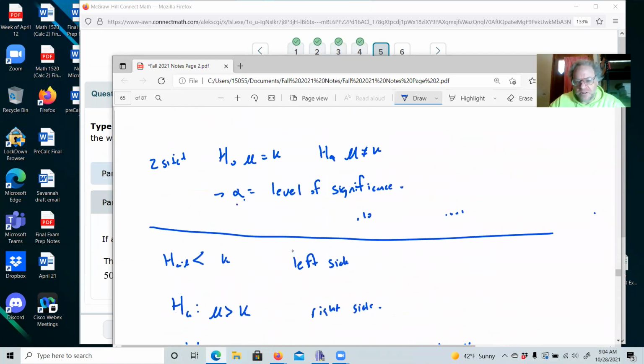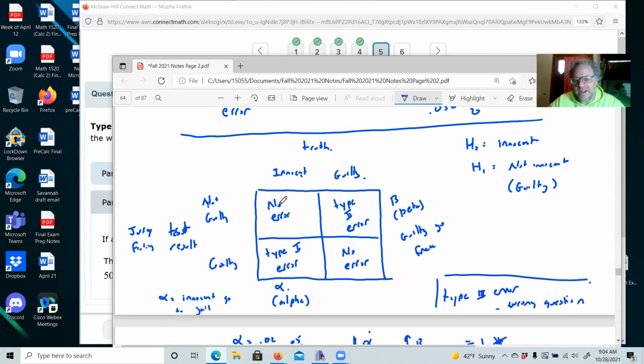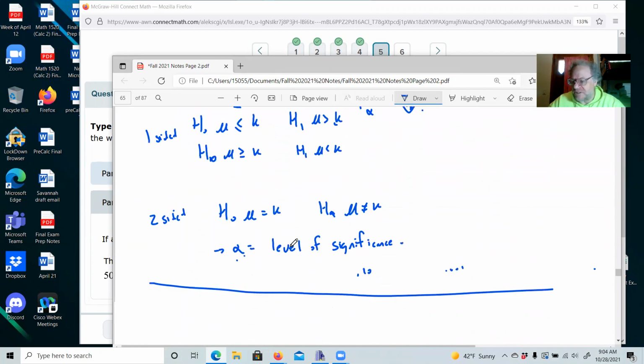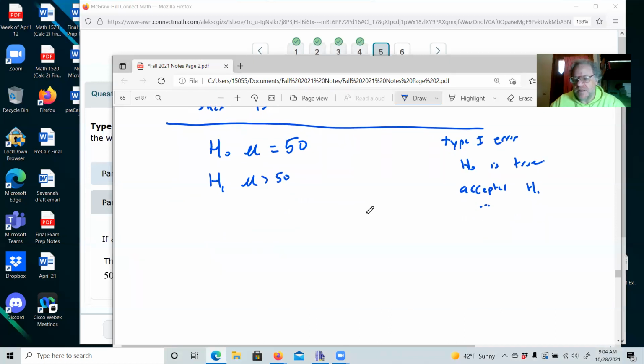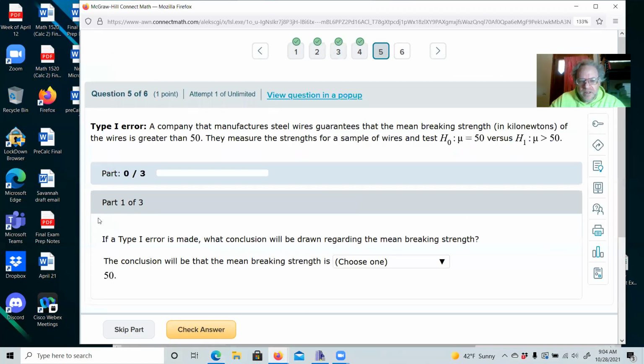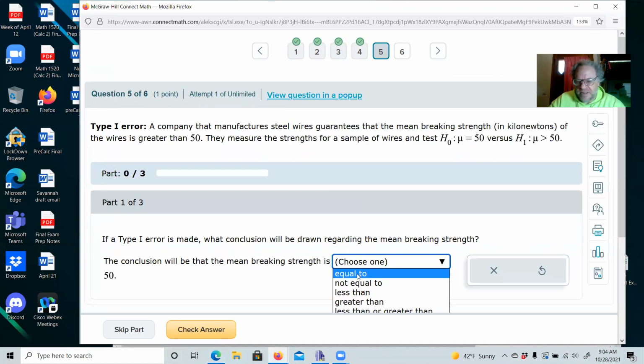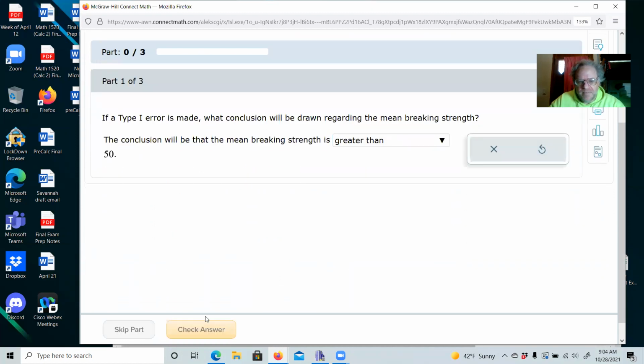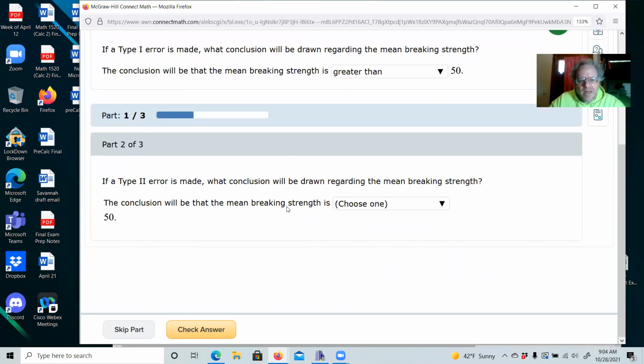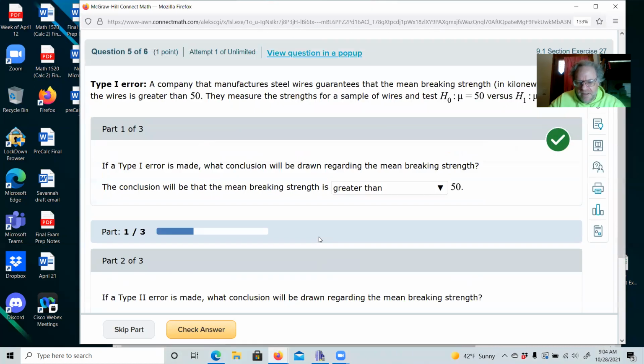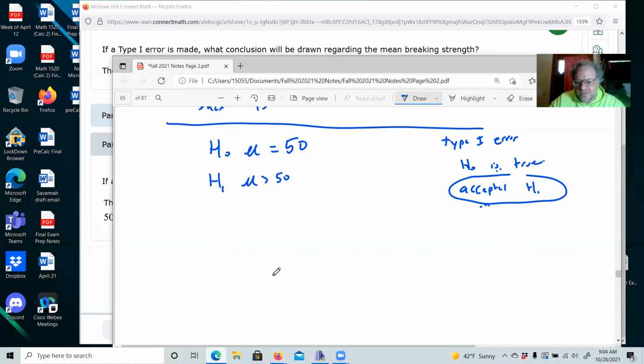So we go back up to our little chart, and honestly, if you draw a little chart, that's fine. H0 is true for type 1 error, but we've said the alternative is actually our conclusion. So we've rejected the null, and we're saying it's more. If a type 1 error is made, then the conclusion is that the strength is greater than 50. And if a type 2 error is made, that means the null hypothesis is false.